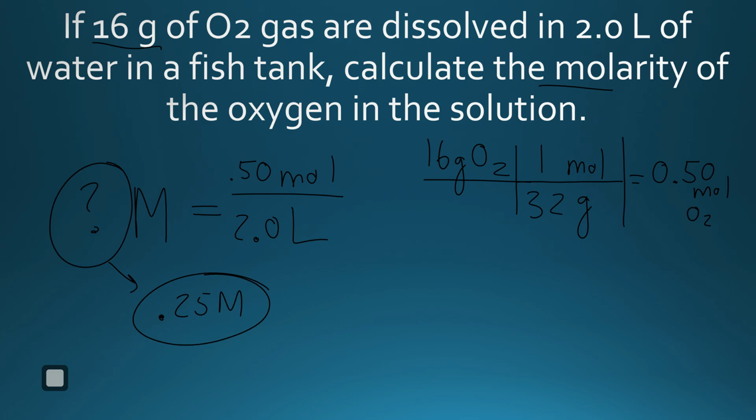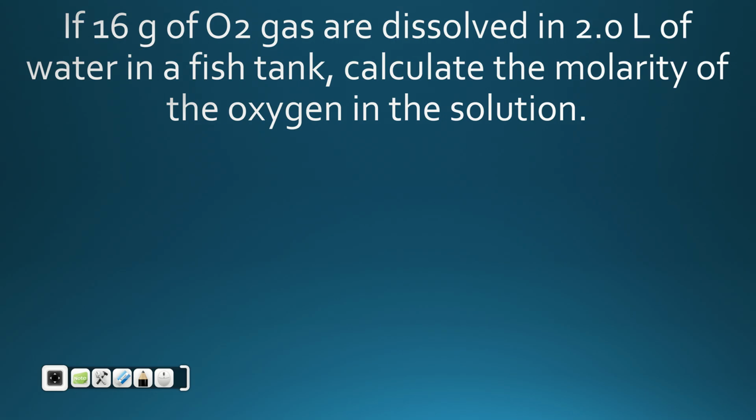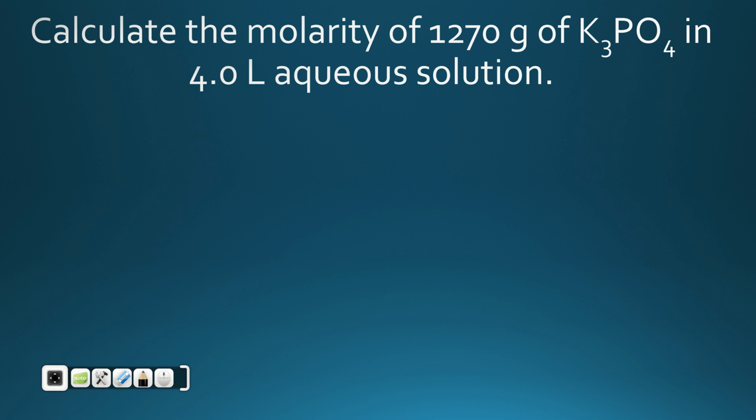All right? So setting up my equation makes it very clear. I'm solving for molarity. I have the liters. I need to change grams to moles using molar mass, and I plug it in and solve. All right? Some of you are like, oh, it's not that tough. When you start practicing through it, I'm hoping that is true, and we don't make some bad mistakes. All right, calculate the molarity of 1,270 grams of K3PO4 in 4 liters of aqueous solution.